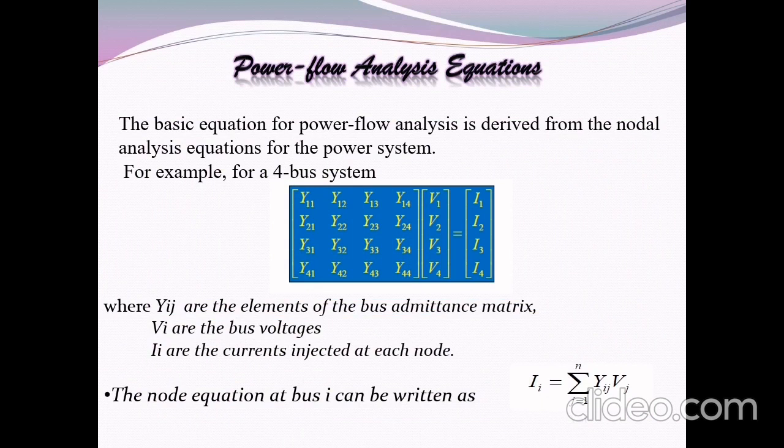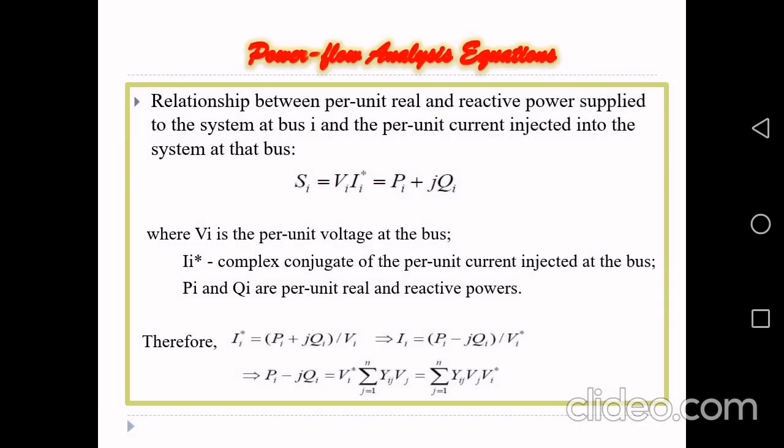And all of you know that the elements Yij are the elements of the bus admittance matrix, and Vi are the bus voltages, V1, V2, V3, V4 in this case. And then I1 to I4 in the present 4 by 4 system. So these are all the currents injected into each bus.